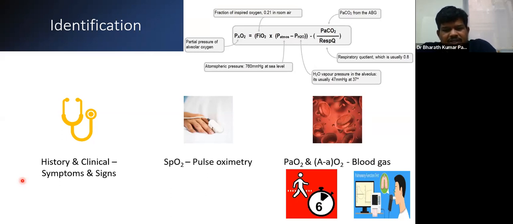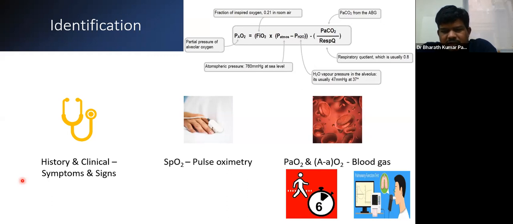The objective evidence of the presence of hypoxia could be a decrease in the SpO2 level on pulse oximetry. Probably with the advent of COVID, we have pulse oximetry in each and every home. So everybody knows that a fall in SpO2 is a significant event which brings them to the hospital most of the time.